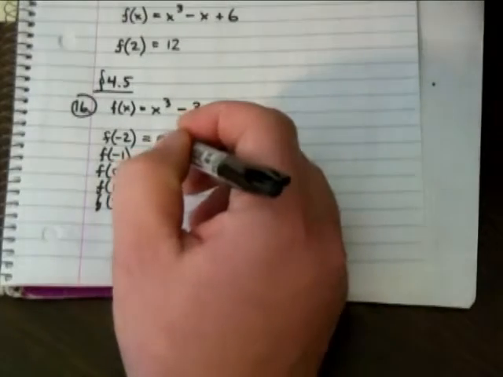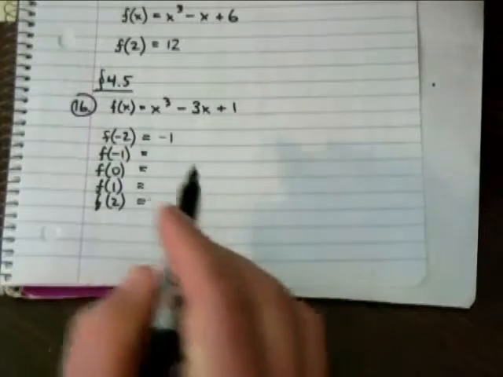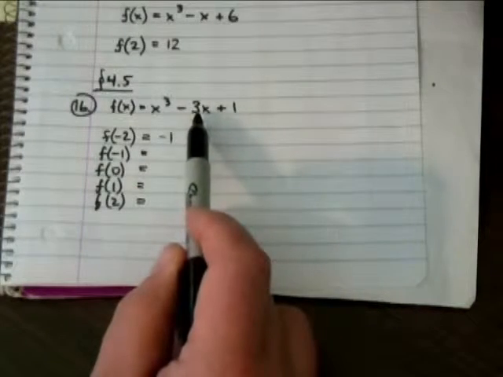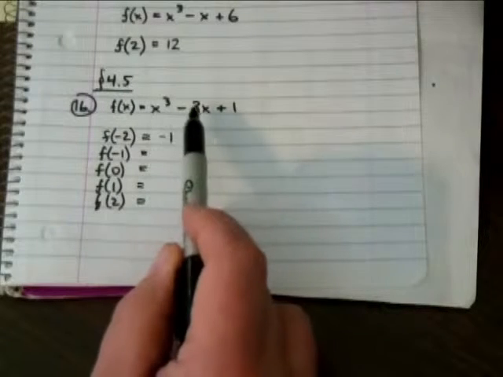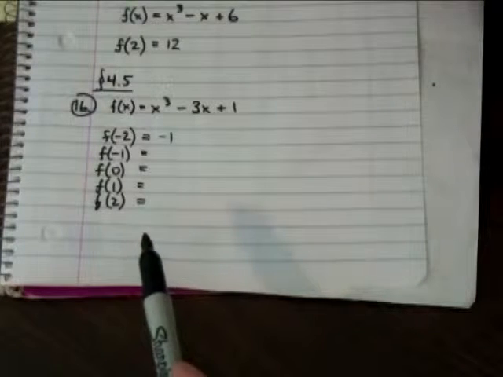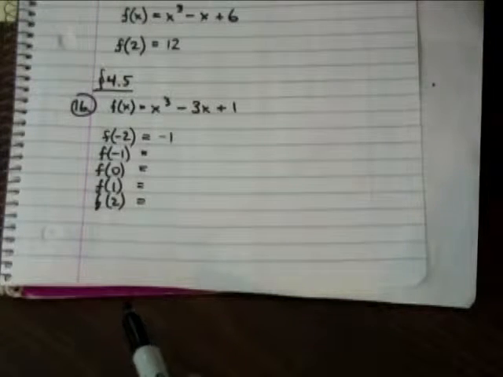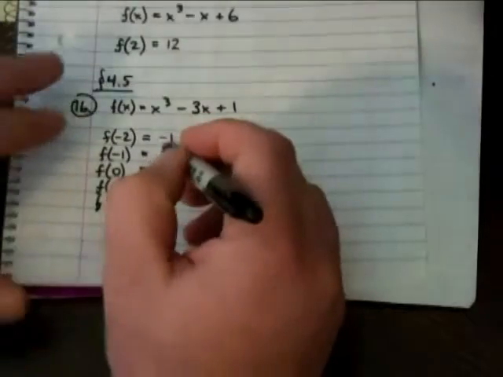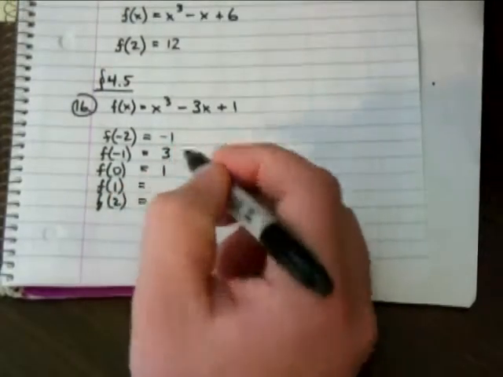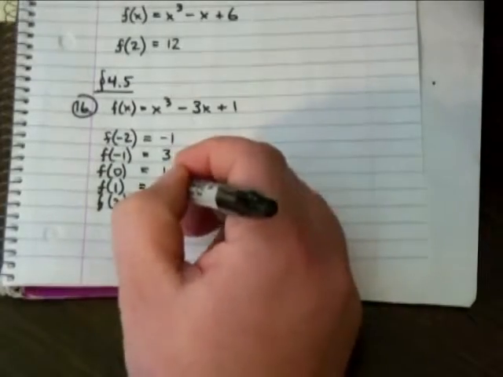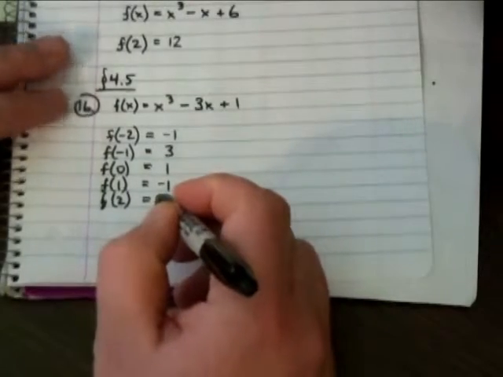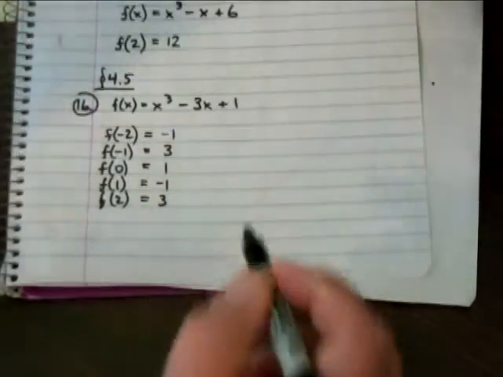When we plug in -2, you should get -1 coming out. So -2 to the third is -8. -3 times -2 is +6. So -8 plus 6 is -2, plus 1. That's how you get -1 if you're just plugging the number in. I'm not going to go through all the steps for all of these, but if you plug in -1, you should get 3. If you plug in 0, you get 1. If you plug in +1, -1 will be what comes out, and if you plug in +2, you should get +3.